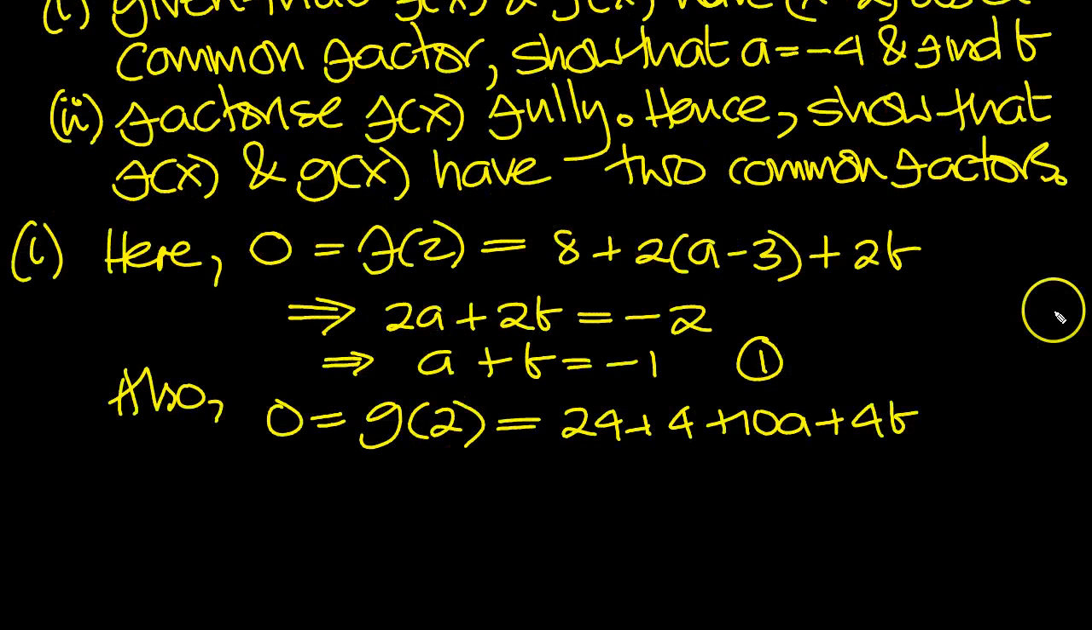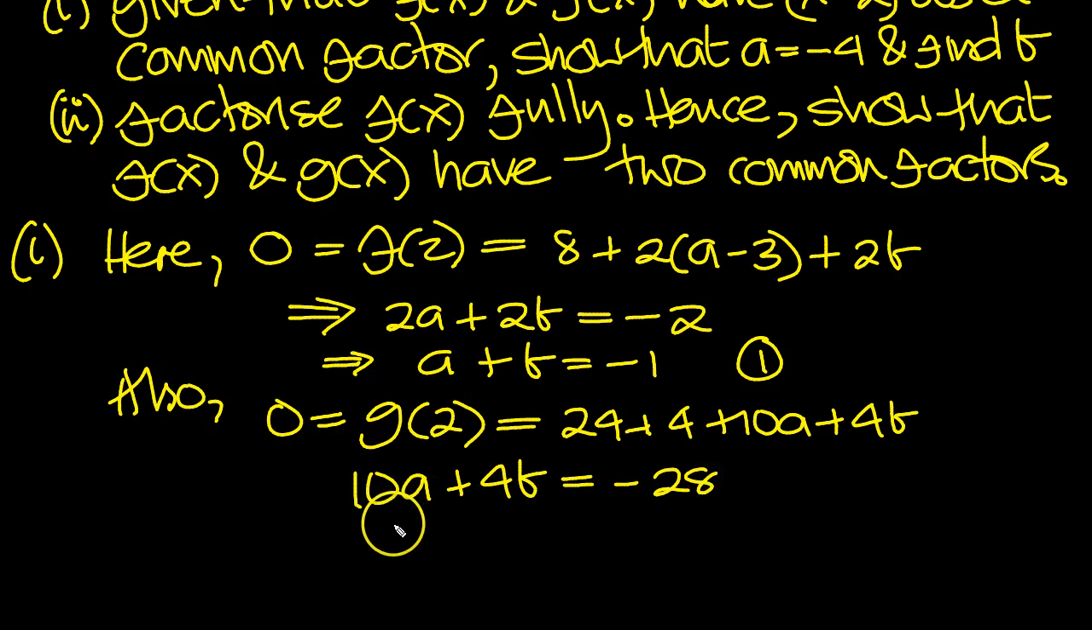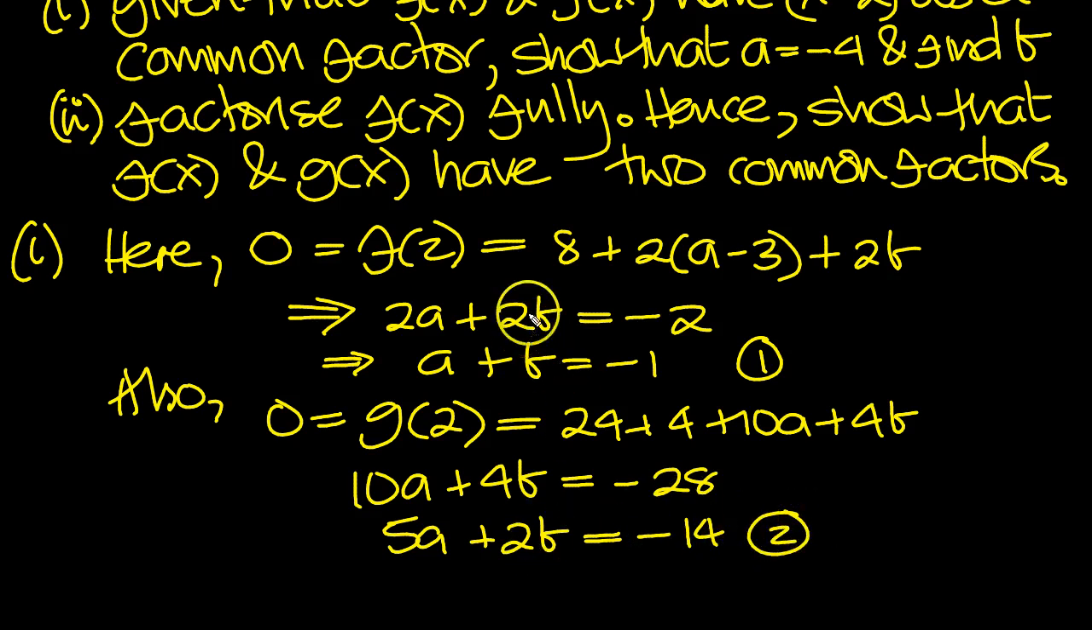So that tells us now then that 10a plus 4b must equal, well we've got 28 and we're going to move that over to be minus 28. There's a 2 common, so divide by 2 all the way through. 5a plus 2b equals minus 14. This is number 2. Okay, so because we've got a 2b here, rather than label this, I'm just going to label that one there as 1.